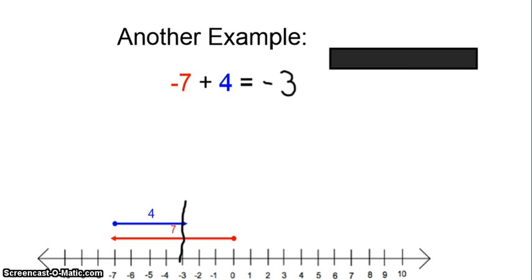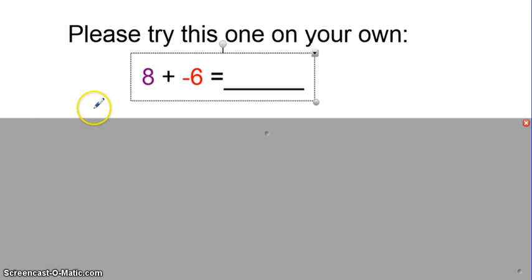If you'd like to pause the video and write this one in your notes, that would be awesome. Alright, now that you've paused the video and drawn this in your notes, we'll move on to another one. I'd like you to please try this one on your own. Pause the video, try this one on your own, and remember that we have a distance away from 0 with the 8 and a distance away from 0 with the 6. Try it either using a number line or writing it out, that'd be great.